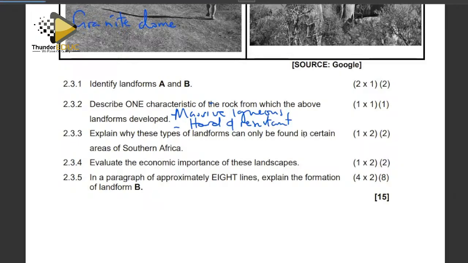Rocks, or you can say they are rocks of volcanic origin, or you can say they are intrusive rocks in nature. Explain why these types of landforms are only found in certain areas in South Africa. Why are they only found in certain areas? For the reason being, because they are of volcanic origin.